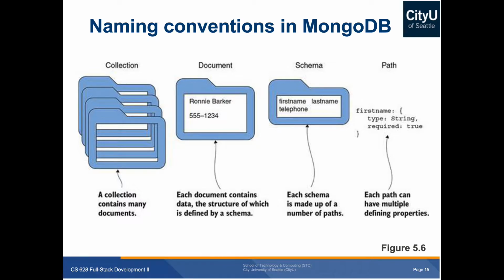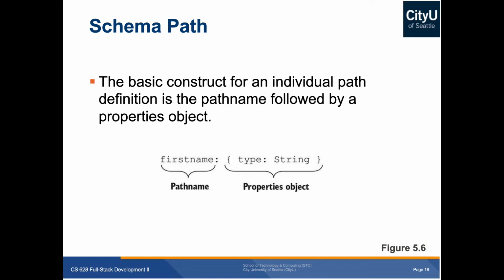Then just so we have the same design thinking for MongoDB, we define the following. A collection has many documents. Documents include key-value pairings. And we can also have a schema. Each schema is made up of a number of paths, and each path can have multiple properties. So the basic structure is you have the path name and then the properties object. You can define as many as you want.